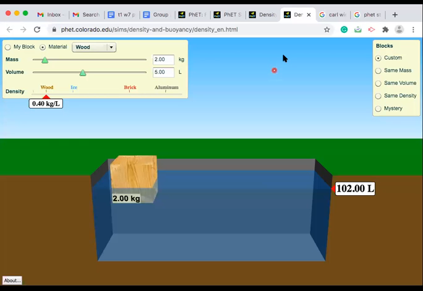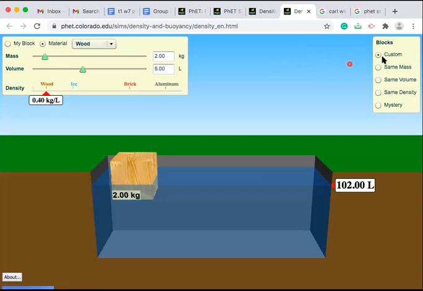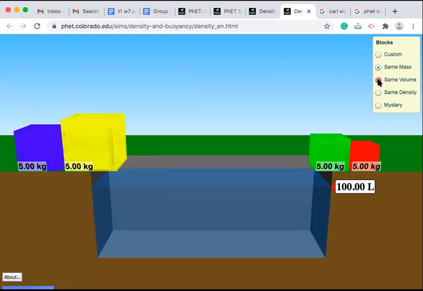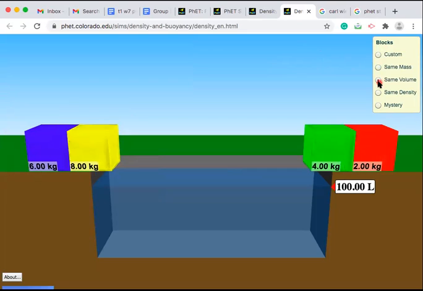Okay, here we are. This is the first window that will appear to students or to the teachers once they start the simulation. You have different scenarios. You can assume that you have the same mass or the same volume of the blocks. So it's very straightforward. If you are teaching students the relationship between mass, volume, and density equal mass over volume, you can easily demonstrate the idea by having this same volume simulation.